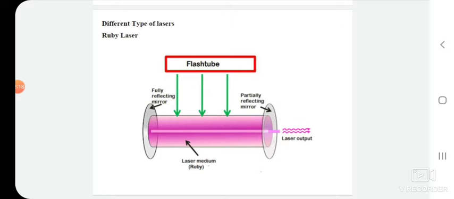The ruby laser consists of a ruby rod which is made up of chromium doped ruby material. At the opposite ends of this rod, there are two silver polished mirrors, of which one is fully polished and the other is partially polished. If we see this diagram, one plate is fully polished and another is partially polished.